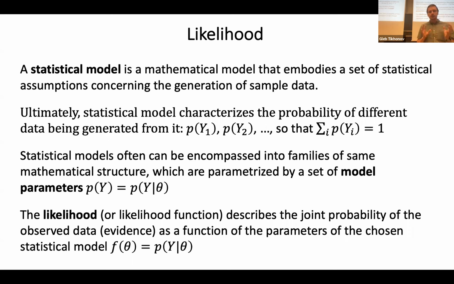So ultimately a statistical model characterizes the probability of different data being generated from the given statistical model. For each combination of data, it gives some probability that this particular data is going to be generated if we try to generate it from the model. And since it's a probability distribution, it's designed in such a way that the probabilities over all possible data integrate to one.